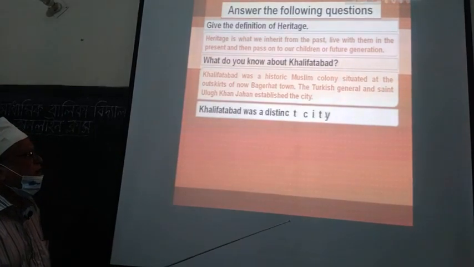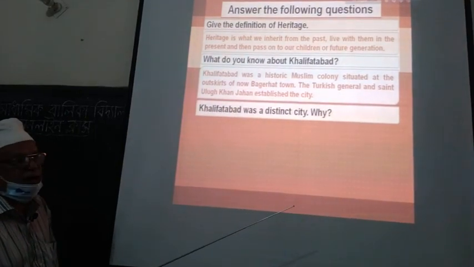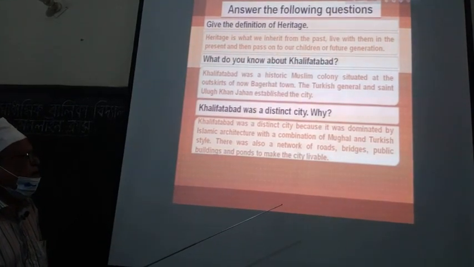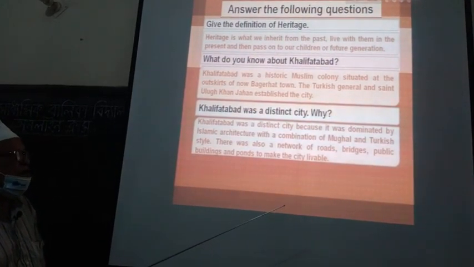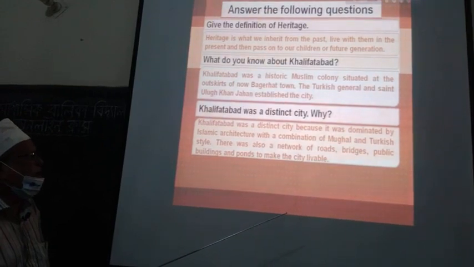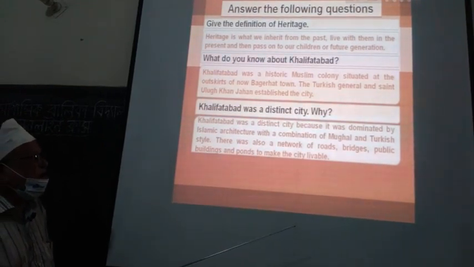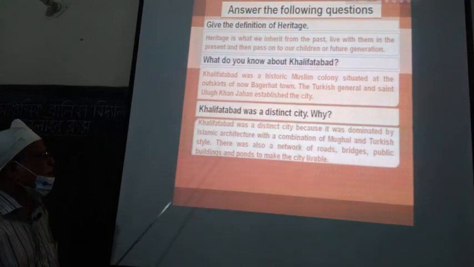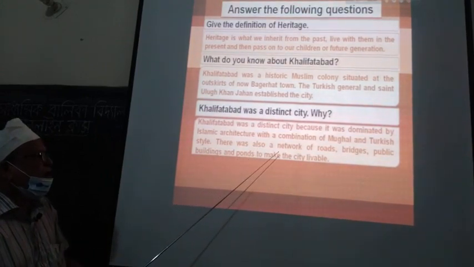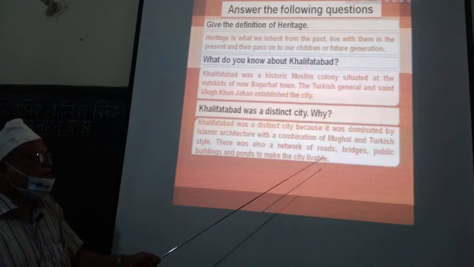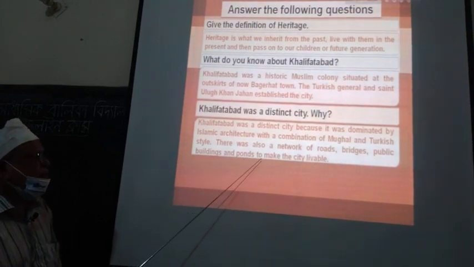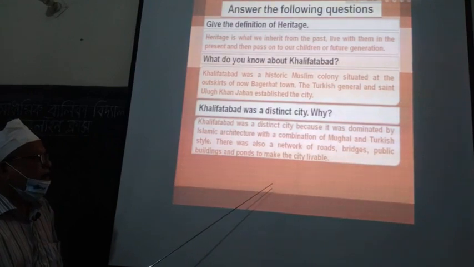Next, Khalifatabad was a distinct city. Why? Khalifatabad was a distinct city because it was dominated by Islamic architecture with a combination of Mughal and Turkish style. There was also a network of roads, bridges, public buildings and ponds to make the city livable.